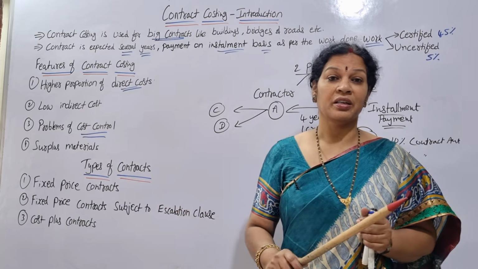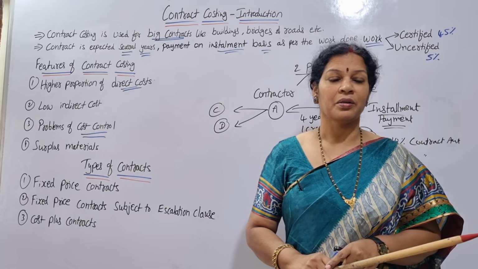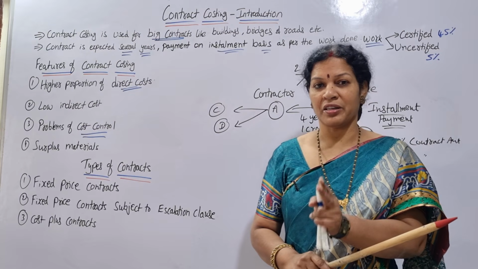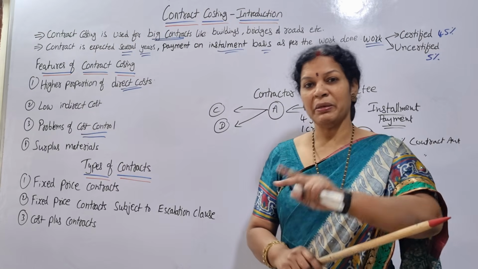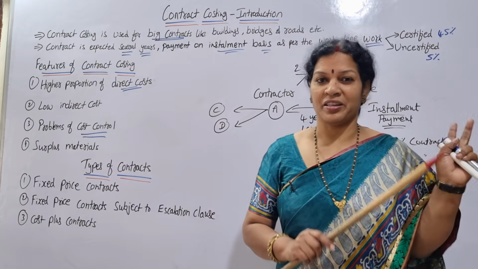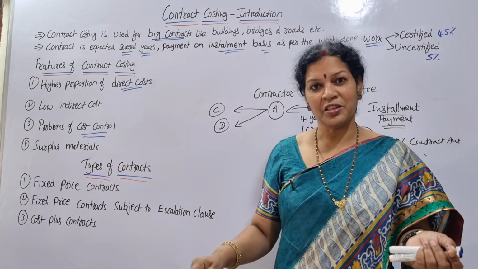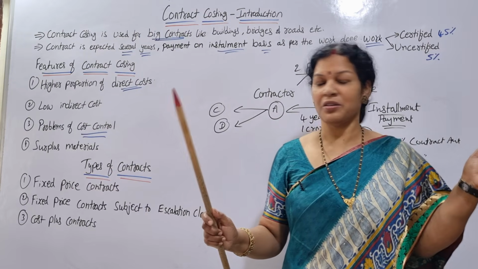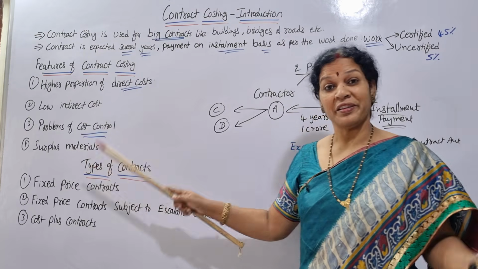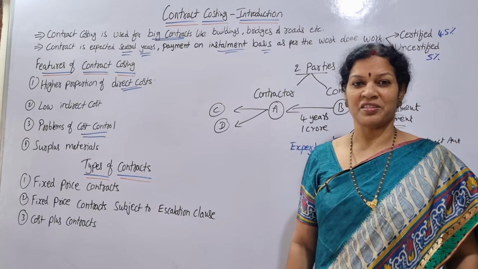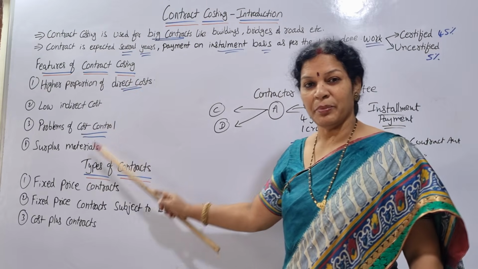Surplus will be credited into the contract account, so that will be debited to the next year's contract account. This year's contract account credit side, next year's contract account debit side we are going to write. So whatever surplus is left will be transferred. Okay, so these are the main features.